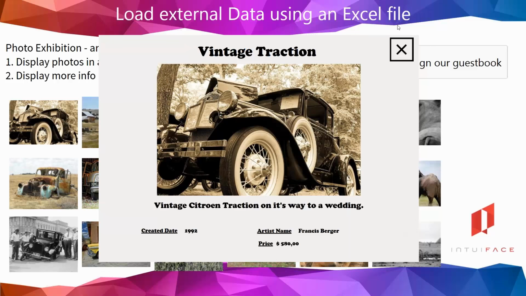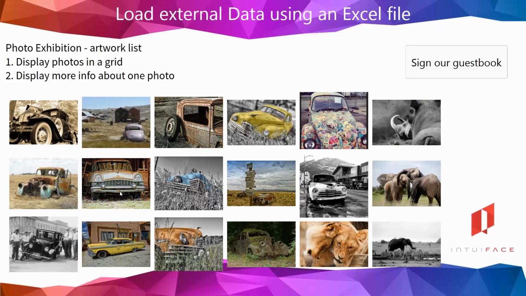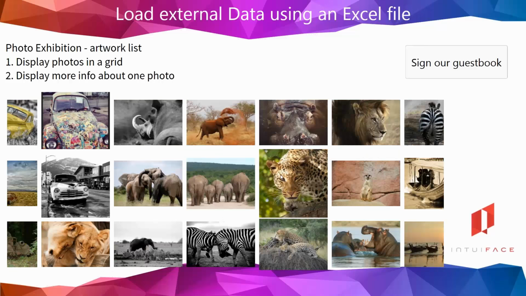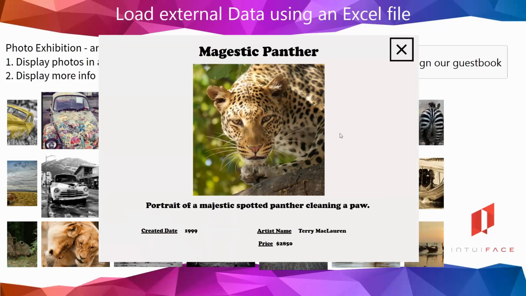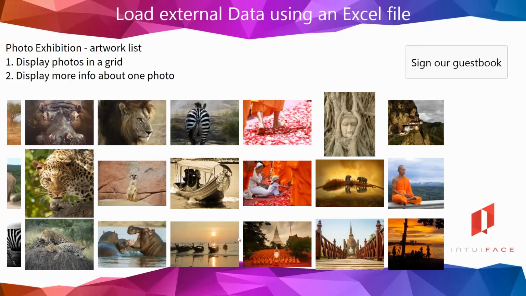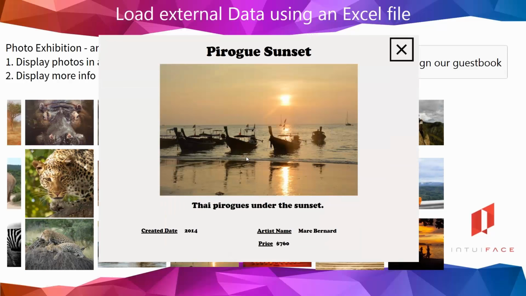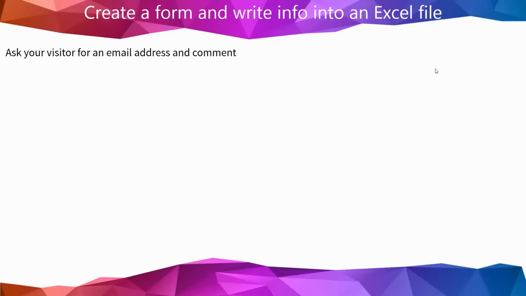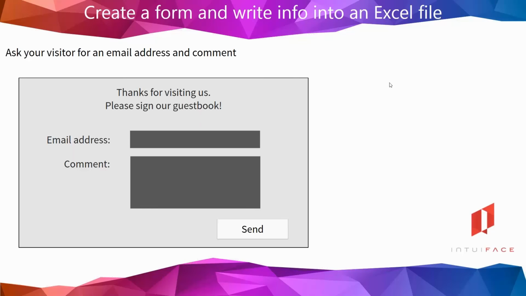Okay, I clicked on number 1. I will click on another one. Let's say one from the Panthera, Majestic Panther. Okay, that's number 2. And let's take a third one. The Pirogue Sunset. That's nice. Okay, so I tapped 3 photos. Then I'm going to navigate to the guestbook. So that's a navigation action.